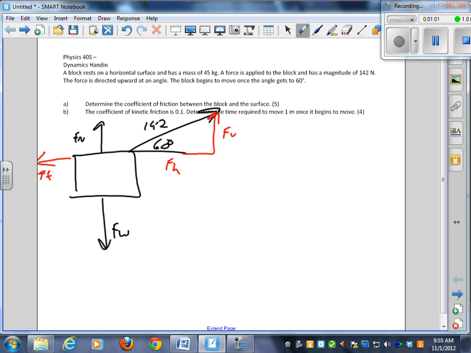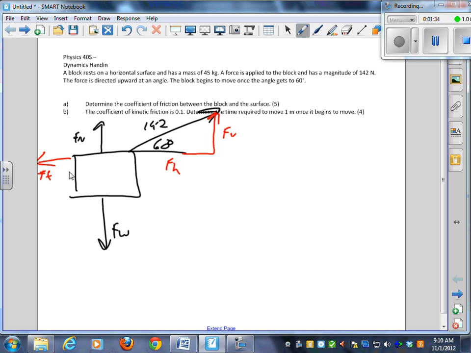The block begins to move once the angle gets to 60. Now that is code. It's code for the horizontal force is now equal to the friction force. There's enough horizontal force to overcome friction force. Some might argue the horizontal force would be slightly more than the friction force. Generally, because there's static and kinetic friction, there's a coefficient of static friction, you need a little bit more horizontal force to get it moving. Once you get it moving, then you need less. So we're going to assume that the horizontal force is equal to the friction force.